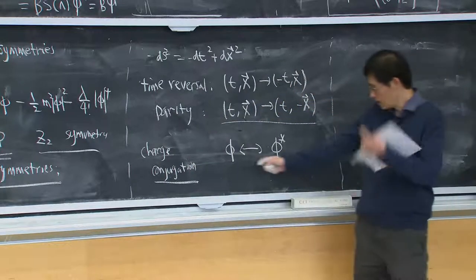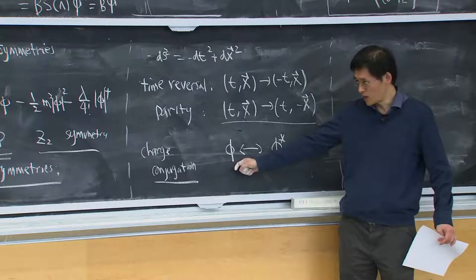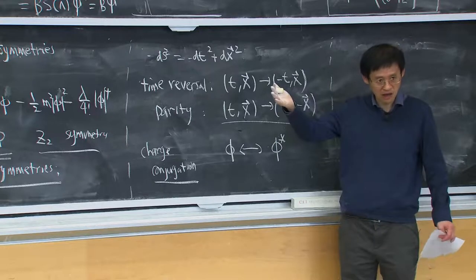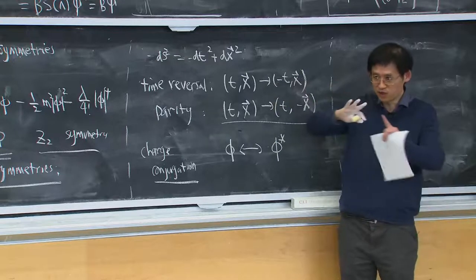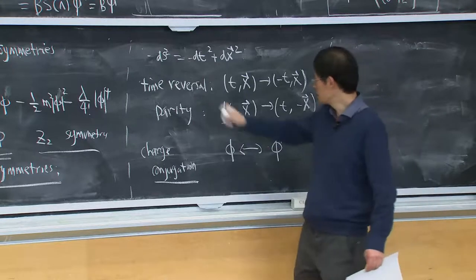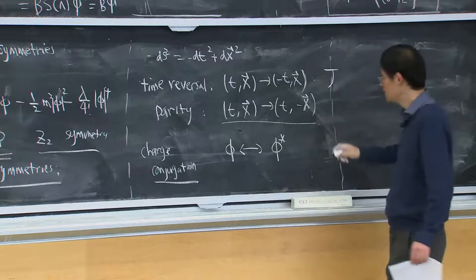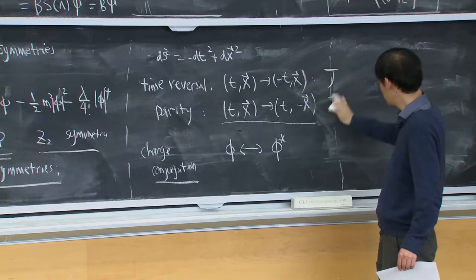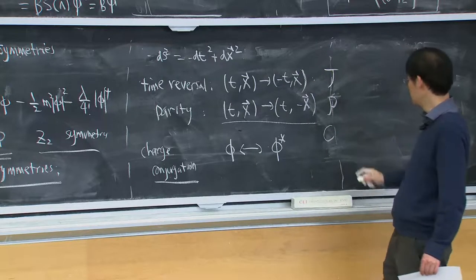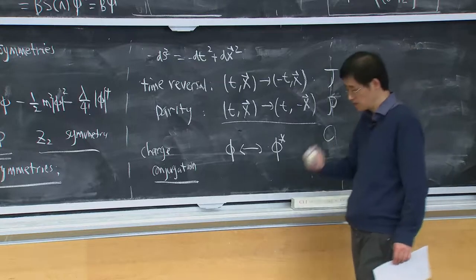Heuristically, we can think of phi and phi star as one creating a particle and the other creating an antiparticle, and they have opposite charge. So it's called charge conjugation. This one we give the symbol script T, this one we give the symbol script P, and this one we give the symbol script C. Altogether they are called CPT symmetries. Okay, CPT. Let's stop here.